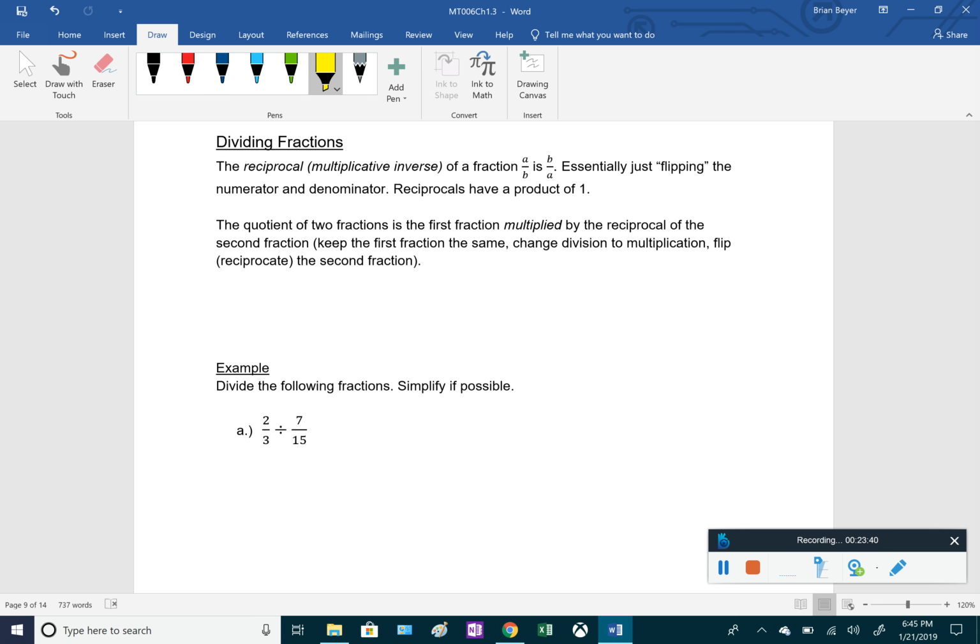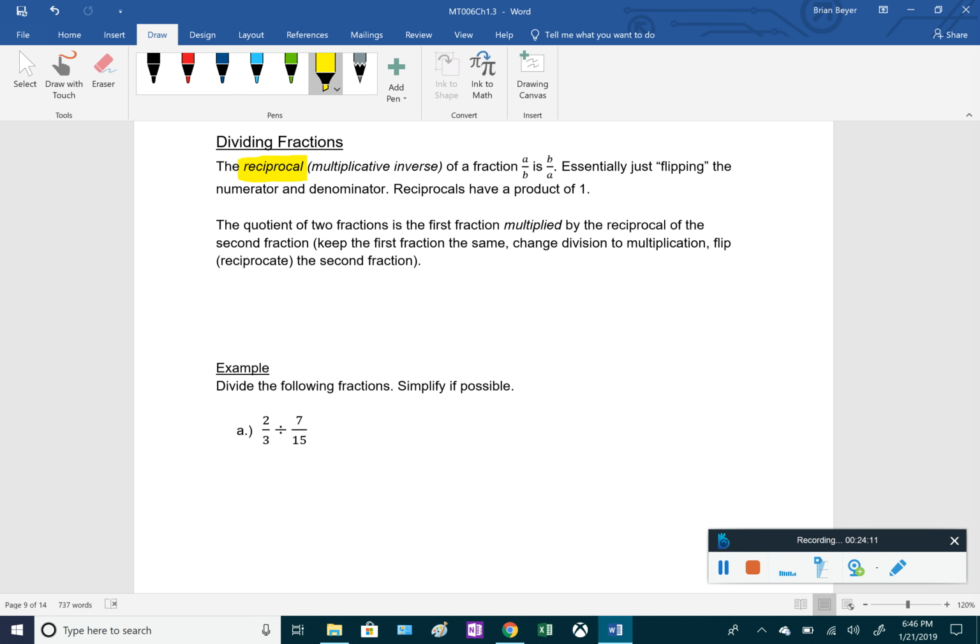And before we do that, we have to bring up what the definition of a reciprocal is. So the reciprocal, which is also called the multiplicative inverse, but the reciprocal is the more commonly used name for it. So the reciprocal of a fraction, if the fraction is a over b, the reciprocal is going to be b over a. So what we're doing is pretty much just flip-flopping the numerator and denominator here. Reciprocals always have a product of 1 also.